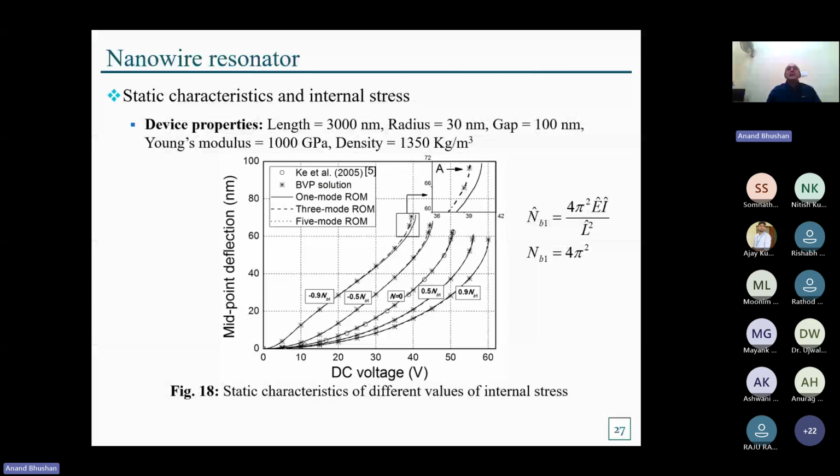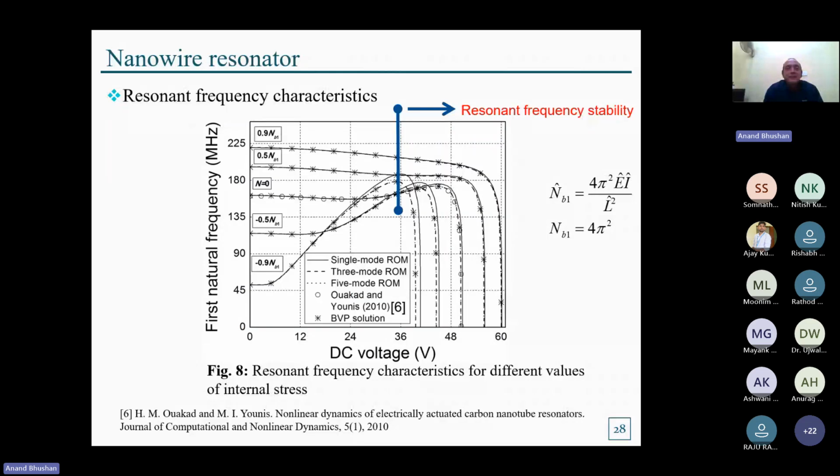And again, this is the resonance frequency characteristic. So again, we can see that resonance frequency characteristic for different values of the residual stresses. We can see that when we change the residual stresses, the qualitative nature of this curve is going to be changed.